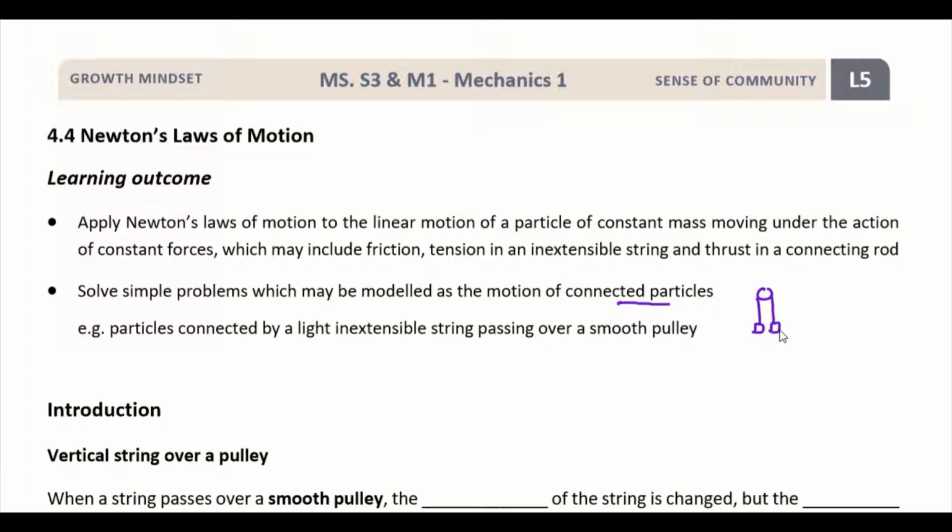Then we have the other one, for example, where you have a smooth table, and the pulley is at the edge like this. So you have one particle here, then you have the other particle here. The other one will be a slanted one, so maybe the pulley is here, then you have your particle here and your particle here.